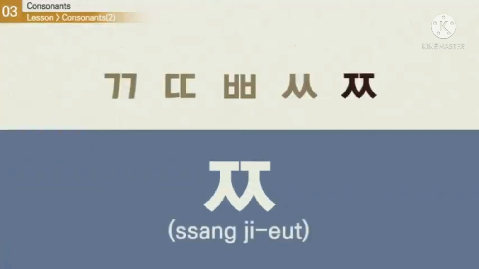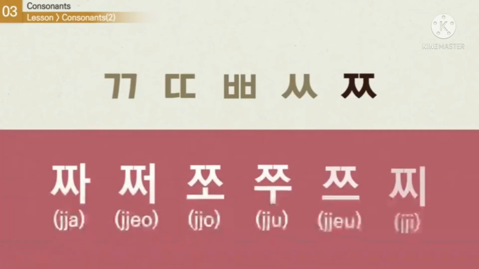Doubling 지읒 makes 쌍지읒. 쌍지읒 is pronounced like 지읒, but with more stress on the vocal cords. It also has a higher tone. Listen carefully. 짜, 쪄, 쪼, 쭈, 쯔, 찌.